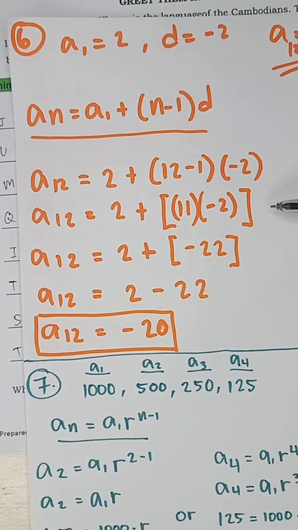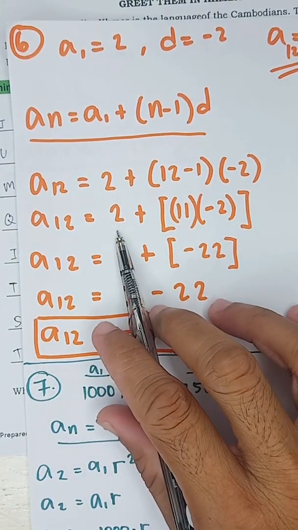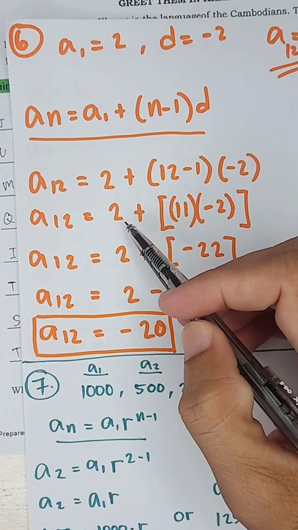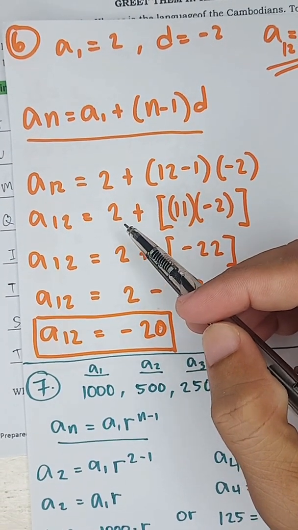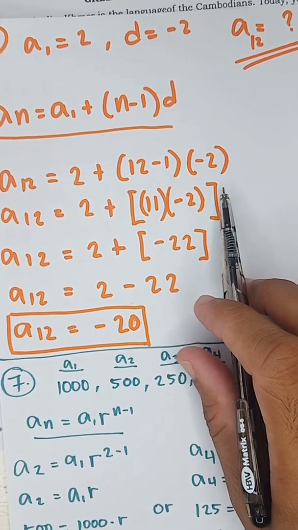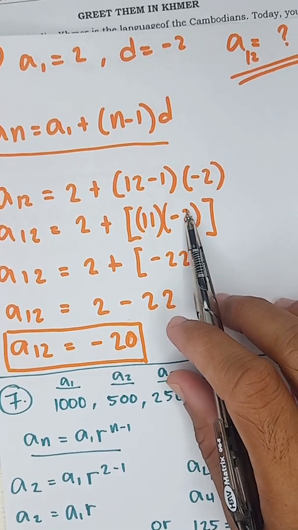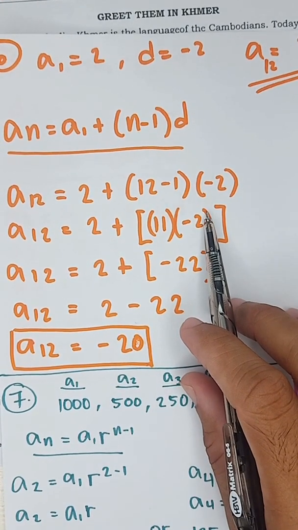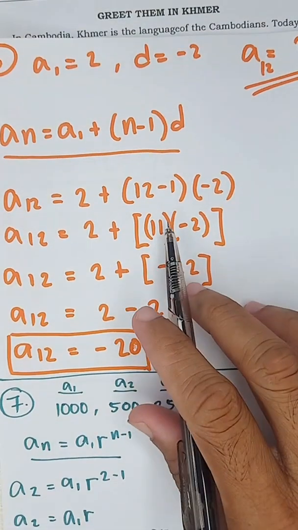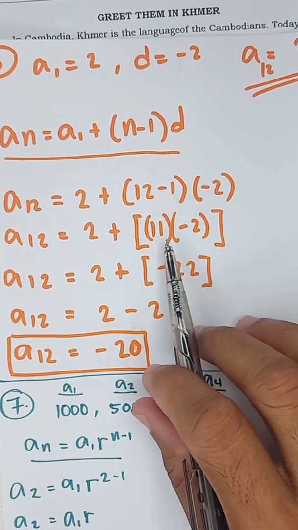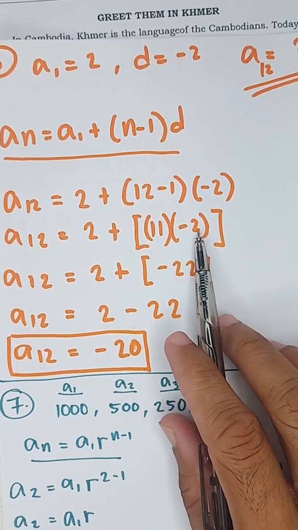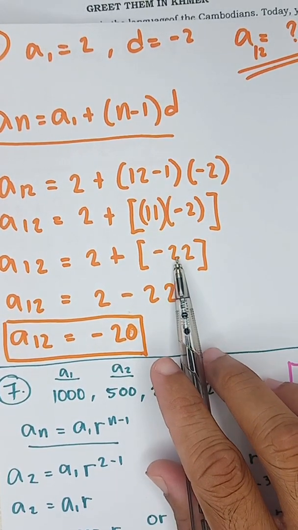So, next line of answer, we have a sub 12 is equal to 2 plus, bring down lang kasi hindi pa yun yung isosolve natin. Uunahin natin yung multiplication since we are going to apply the PEMDAS because there are more than one operations involved in this line of answer. Okay? So, 12 minus 1, that's 11 times negative 2. So, 11 times negative 2, that's negative 22.